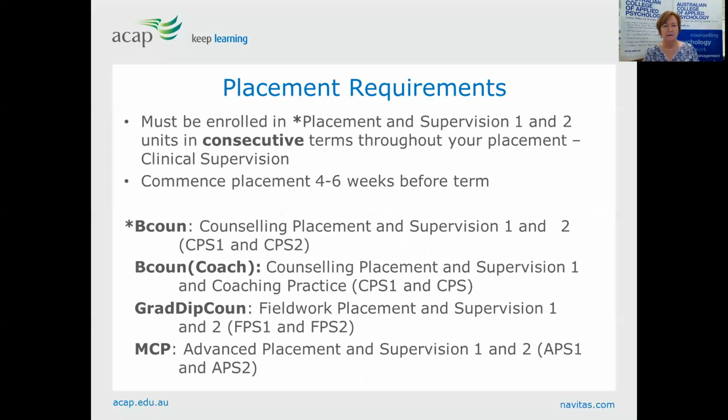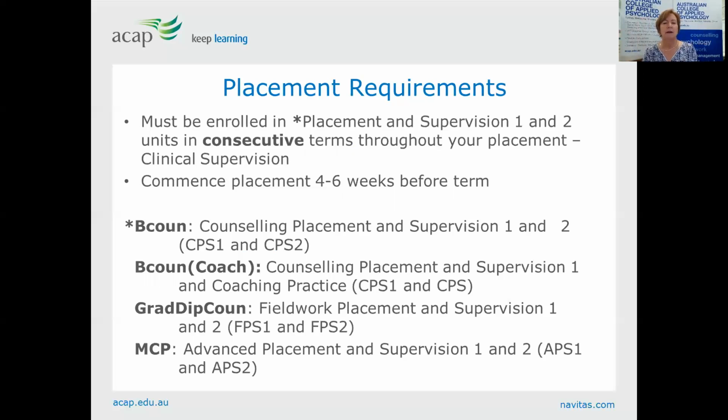So what are the placement requirements? You need to be enrolled in the Placement and Supervision 1 and 2 units. Now, they all have different names, as you can see down the bottom there. So we just call them Placement 1 and Placement 2, the supervision units. Now, these should be in consecutive terms. You do the first unit and then you do the second unit. And remember, that's because the placement is taking place across both of those.